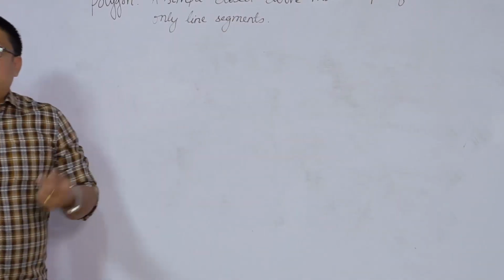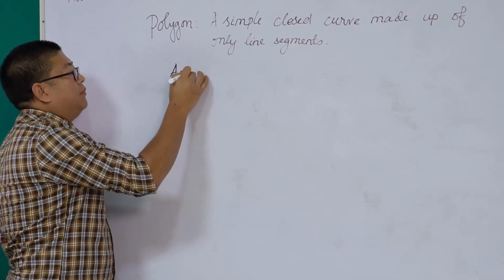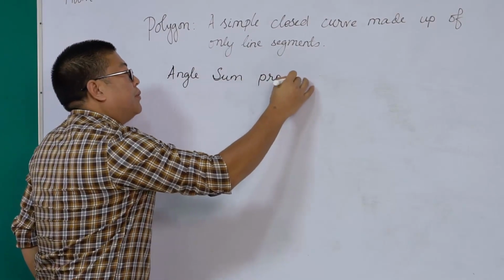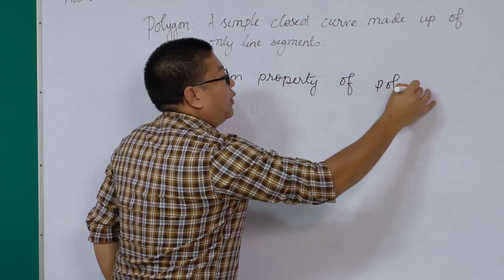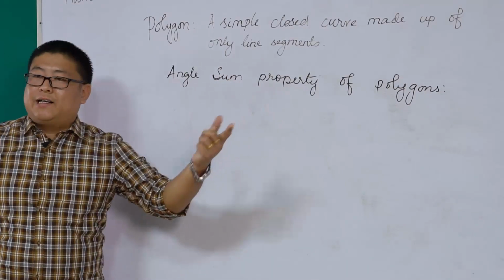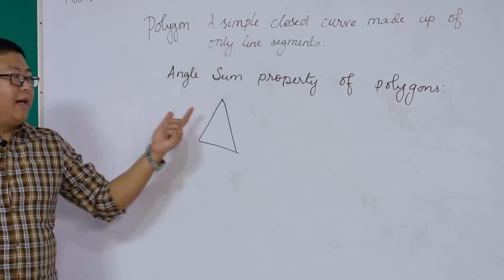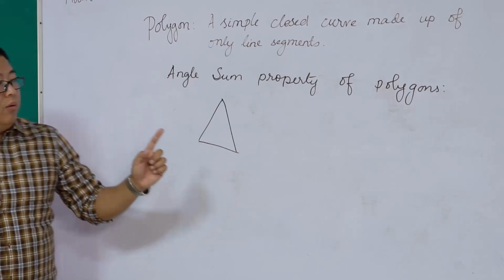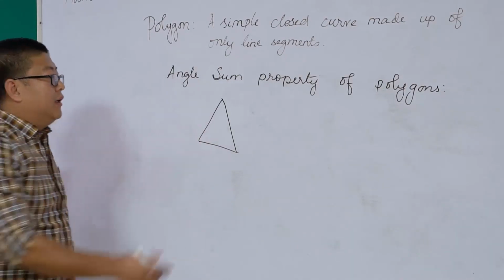The next thing that we'll be learning about is the angle sum property of polygons. Now, we have already seen that a triangle is a polygon. It is made up of line segments. It has 3 sides, 1, 2, 3. Now, we have already learned about the angle sum property of a triangle.